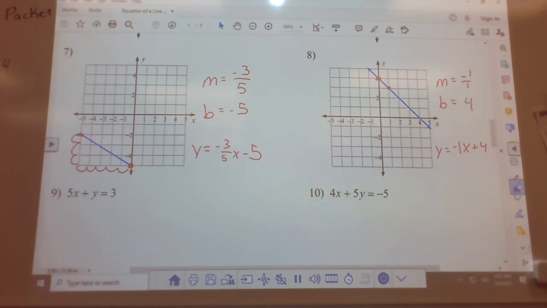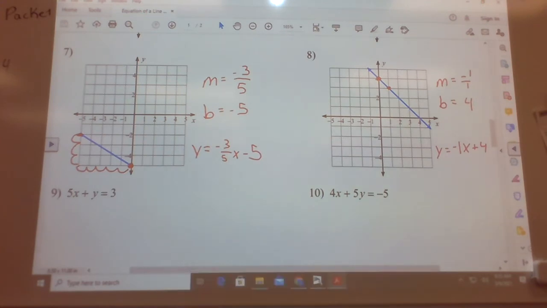So on those 4, I gave you a graph. From the graph, figure out the slope, figure out the intercept, plug it into your slope intercept. Questions on those 4? Next 4.